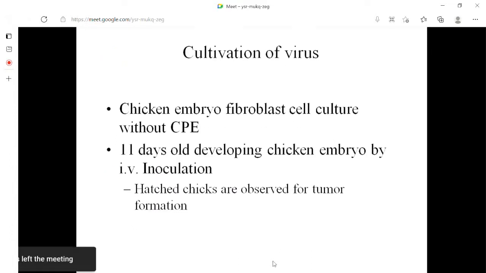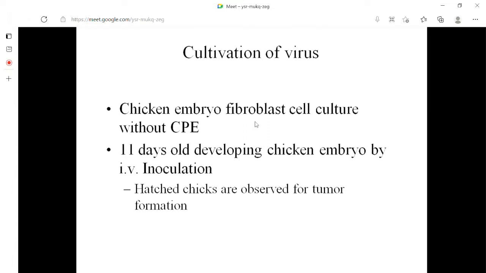Coming to some information about how we can propagate the virus. The virus can be grown in chicken embryo fibroblast cell culture, and it does not produce any cytotoxic effect. Rather, they express certain surface glycoproteins like the gp51 protein. This can be detected by agar gel precipitation test or by immunoperoxidase test. We can detect the growth of the virus in the cells. There is another test available, but it is diagnostically not much important.